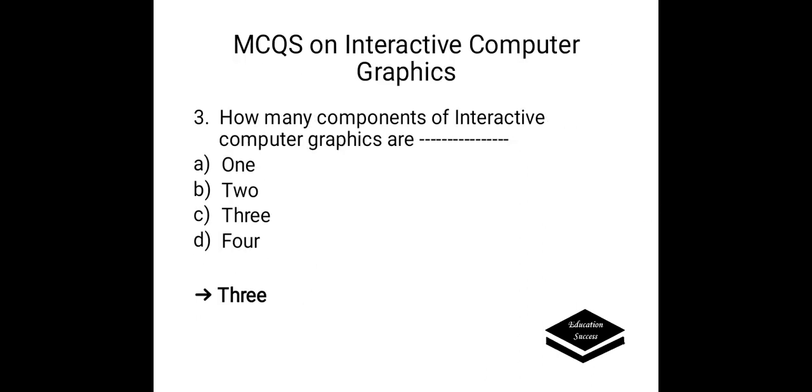How many components of interactive graphics are there? Options are A 1, 2, 3, 4. Correct answer is 3. There are three components of interactive graphics.